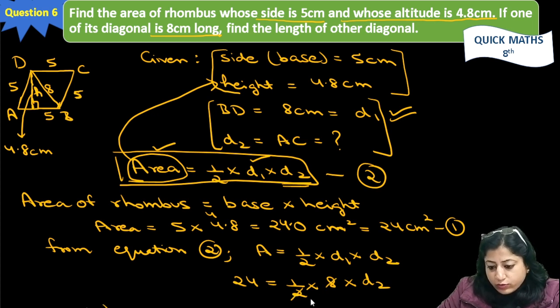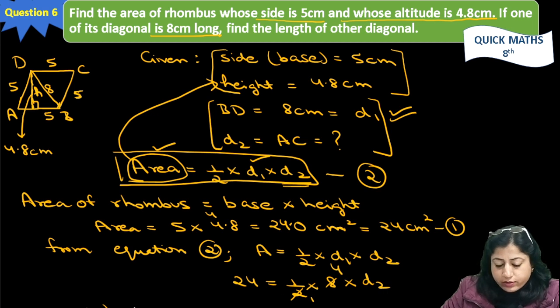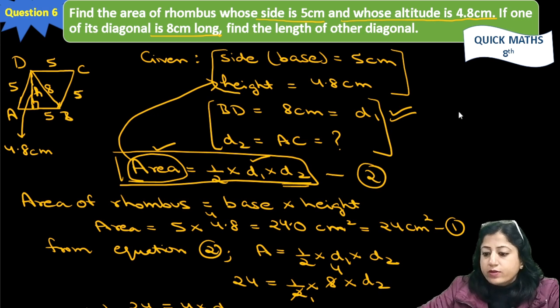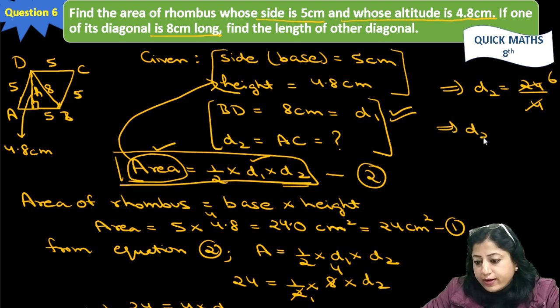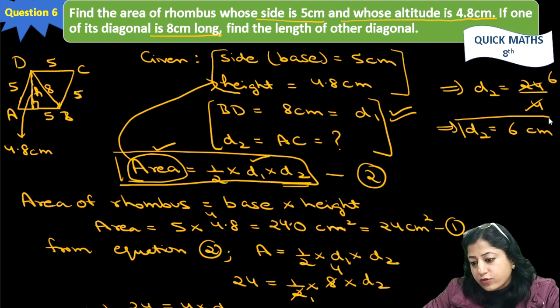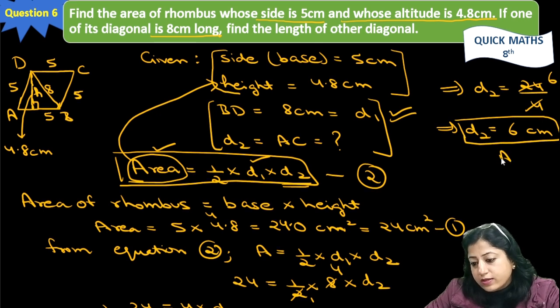We can cancel it out. 2 ones are 2, 2 fours are 8. So it will be 24 equals to 4 into D2. I am writing here. D2 will be 24 by 4. 4 sixes are 24. So the other diagonal D2 will be 6 centimeter. So we have calculated the diagonal, 6 centimeter.